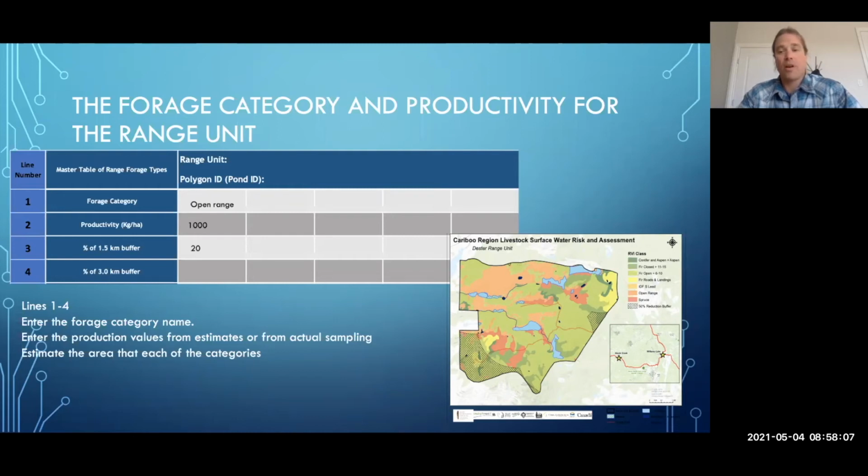And what is the percentage of this landscape that is, so anything that was hashed on that map is not accessible to livestock based on distance to water. So just as an estimate, doing a tailgate calculation, you can say, well, about 20% of that landscape is open range and is in that 1,000 kilogram per hectare forage value. So you would do that for each category in your polygon or in your range unit.